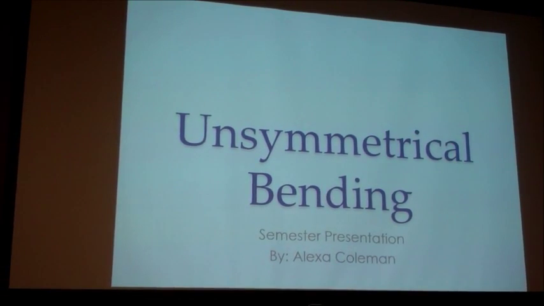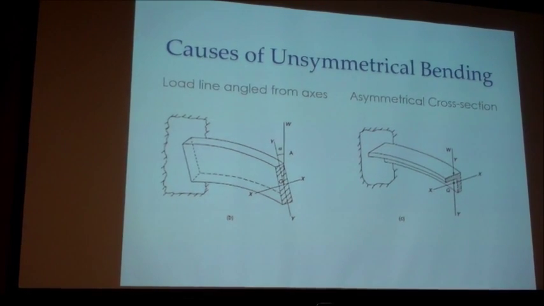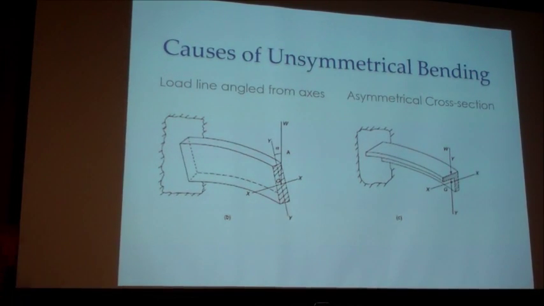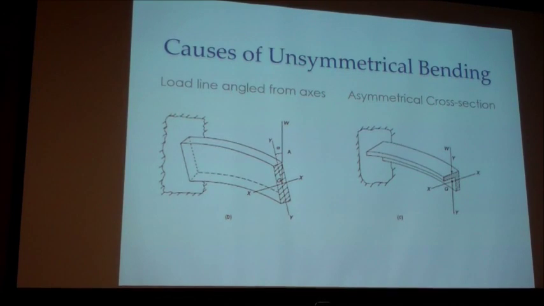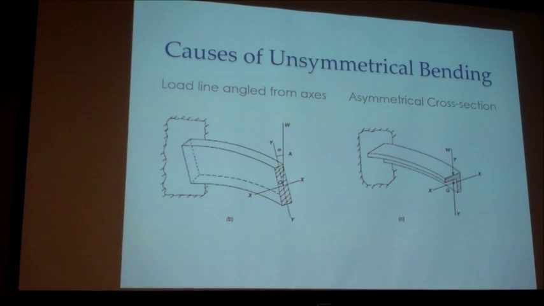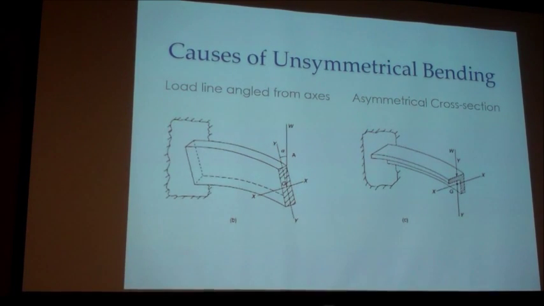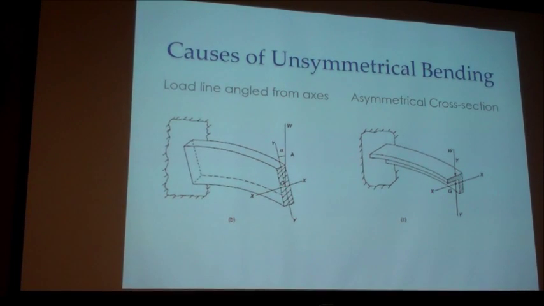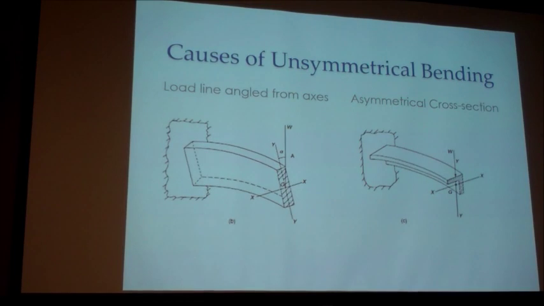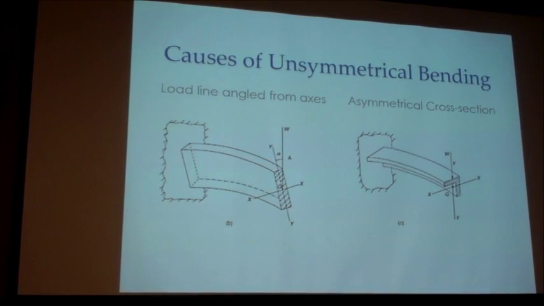My topic for this semester was unsymmetrical bending, and there are two main causes for it. To simplify, it's either the cross section being asymmetrical, like an angle or some crazy looking T-beam, or like a channel if it's taken at a separate angle. Another reason is the load line. If it's at an angle with the axis of symmetry, then it'll cause unsymmetrical bending.